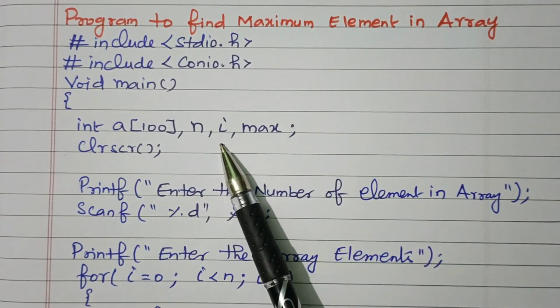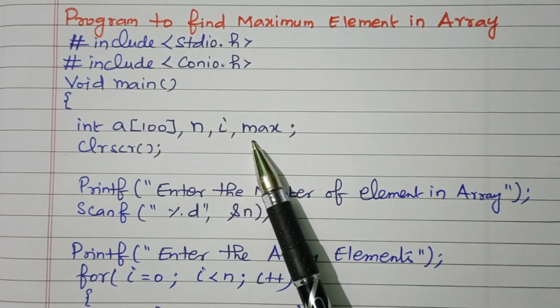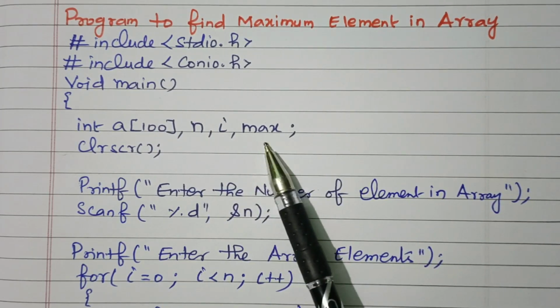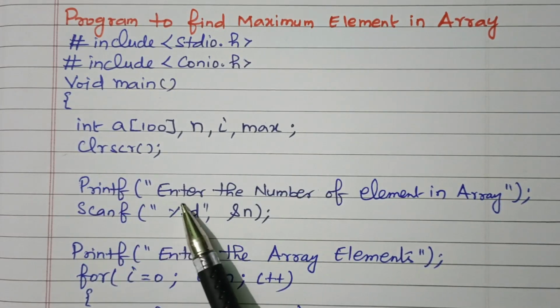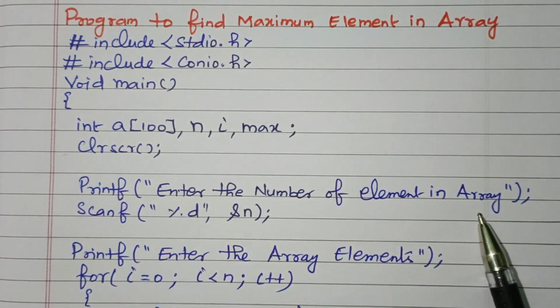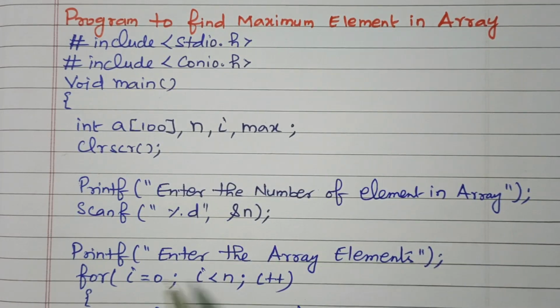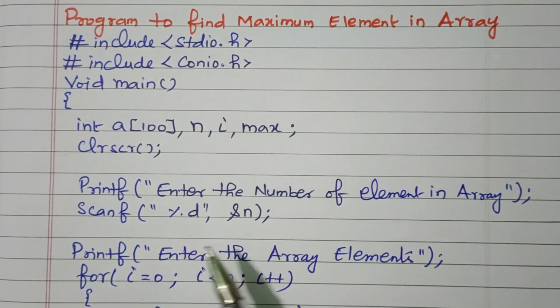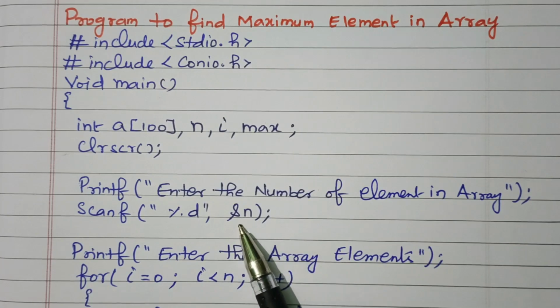For a single dimensional array, a for loop is needed. For that, we declare the variable i. And max is nothing but the maximum element. We are going to store the maximum element in this variable max. Then after clrscr, printf enter the number of elements in the array. We ask the user how many elements we are going to use. scanf %d and &n. %d refers to integer type and &n refers to the address of n. So the number the user enters will be stored in n.